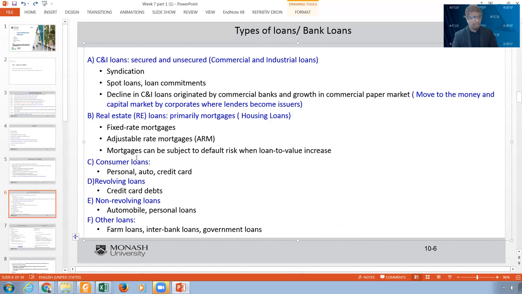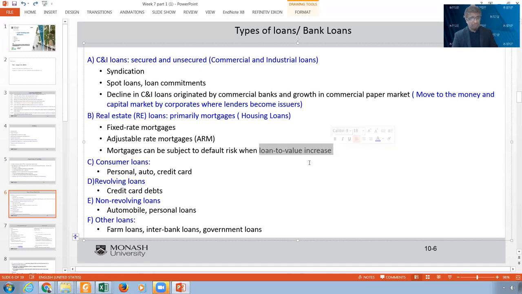We have also the real estate loans, primarily the mortgages. Some of them are fixed rate mortgages, and we can have adjustable ones. We call it ARM, and most of the loans are actually adjustable because they link it to the basic lending rate. Mortgages can be subject to default risk when loan to value increases. And this is an issue we will discuss later.